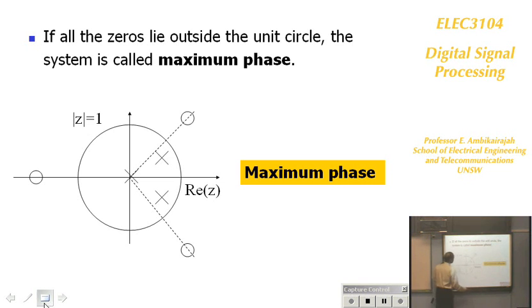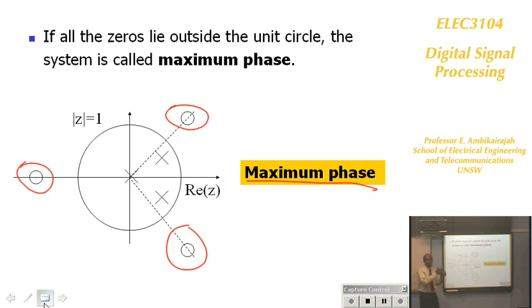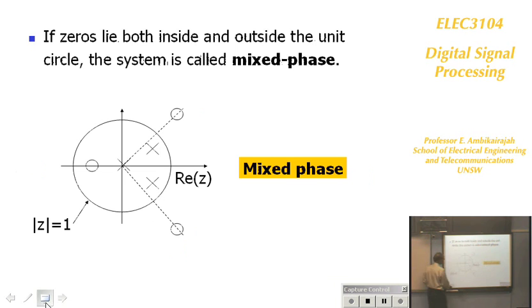If you go for the next one, where the zeros are outside, it will provide you maximum phase. And if you plot this graph, you will see the phase change will be maximum. Phase at 0, phase at pi, calculate them, subtract them, you will see the difference. Mixed phase, you will probably have a zero outside, some zeros inside, and then the system is called mixed phase.